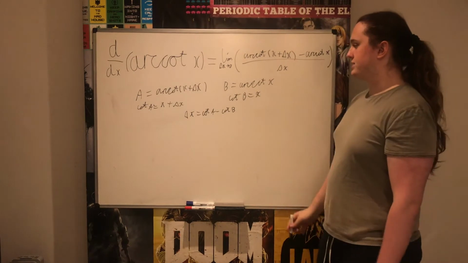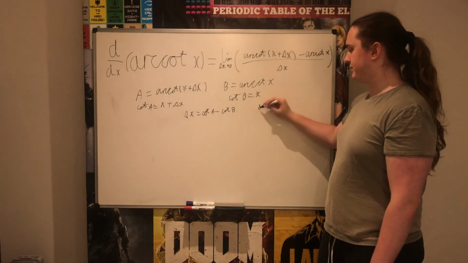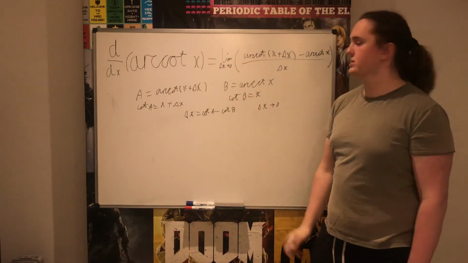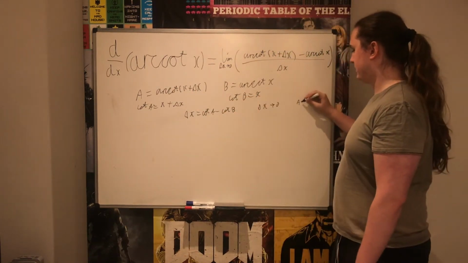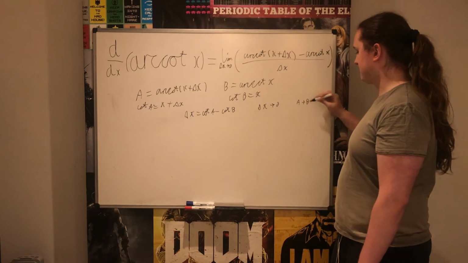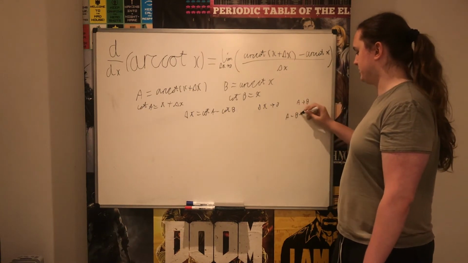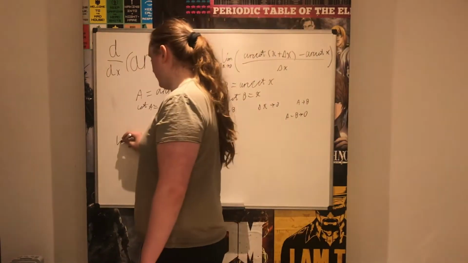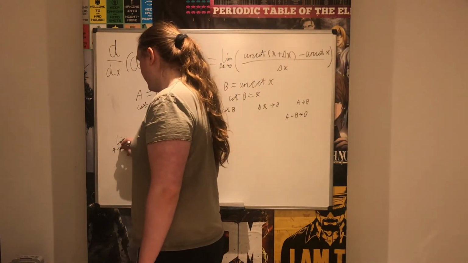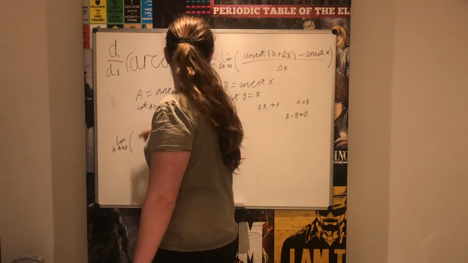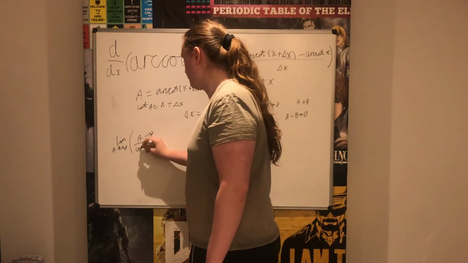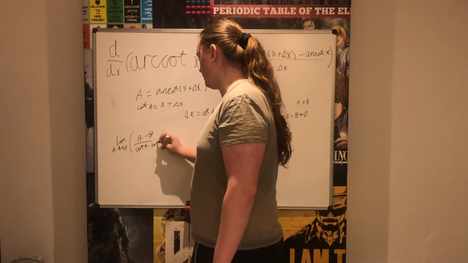So we know that as delta x approaches 0, then a will approach arccot of x, which is just b. So a will approach b, which is the same as saying a minus b will approach 0. And so we can change this limit to the limit as a minus b approaches 0 of a minus b over cot of a minus cot of b.